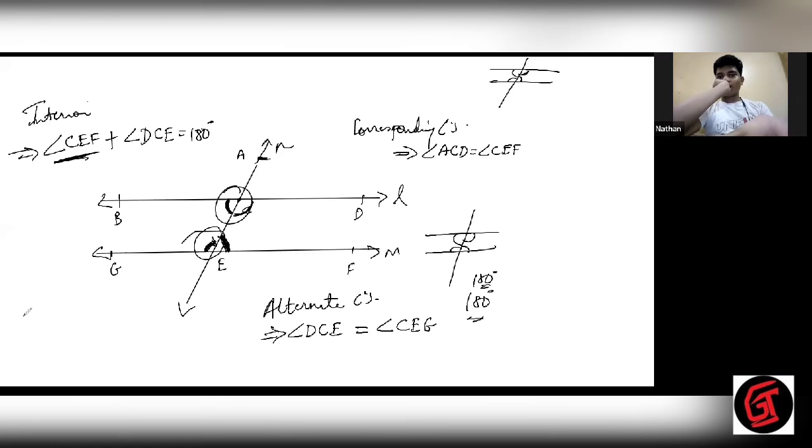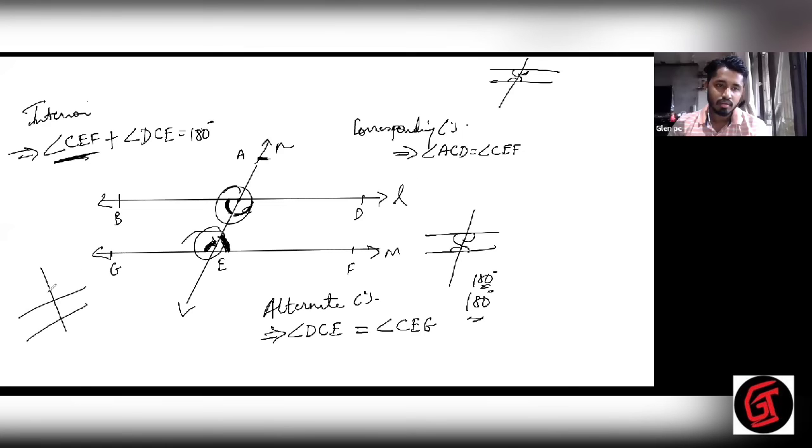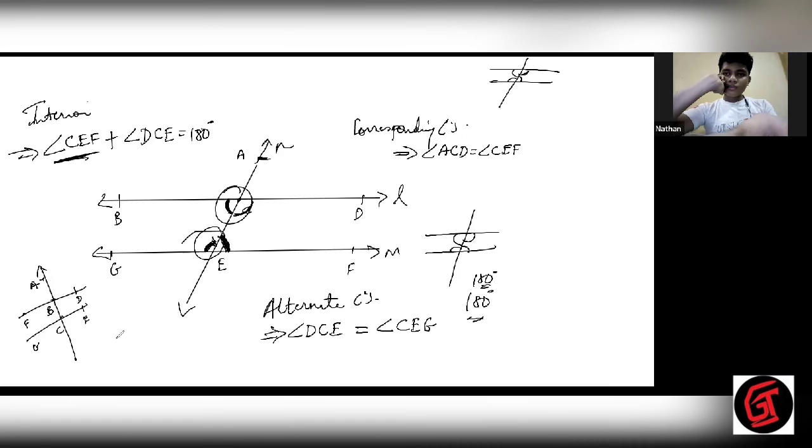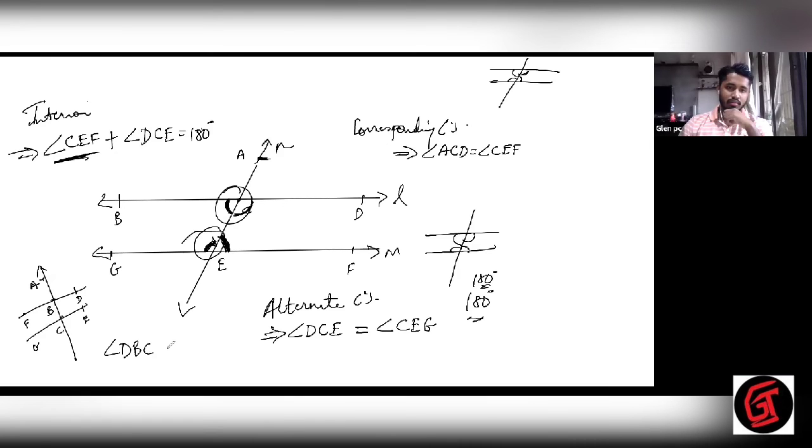Can Nathan hear me clearly? Yes, sir. Nathan, now you tell me here. I am drawing one figure here. You tell me the answer here. Okay, I am naming this A, B, C, D, E, F, G. Tell me the interior angles here, Nitin. DBC, okay, very good. And BCE.